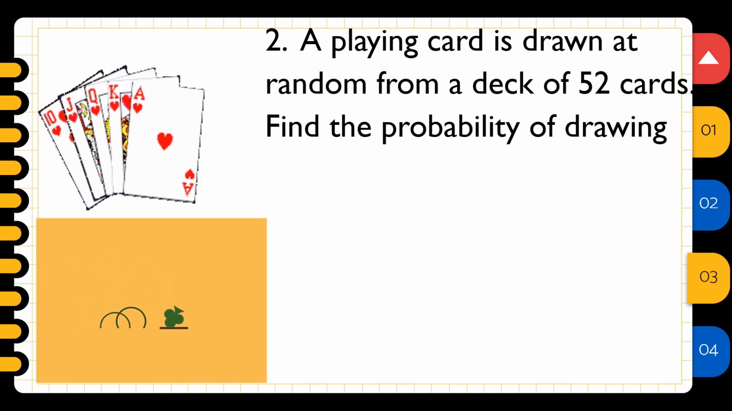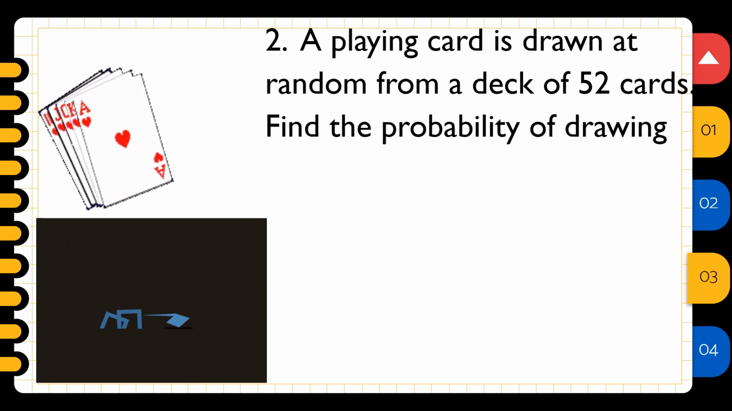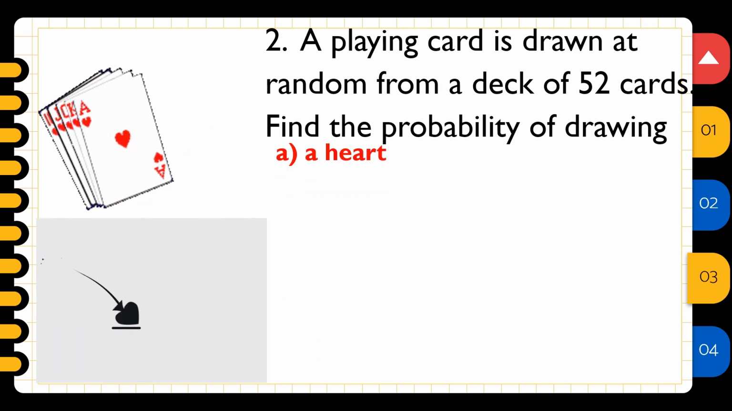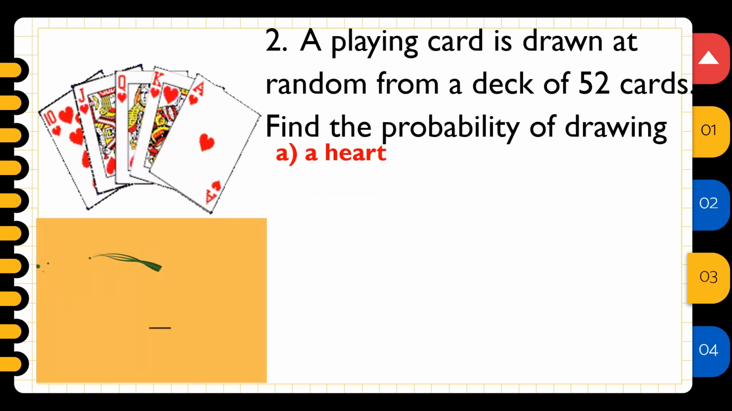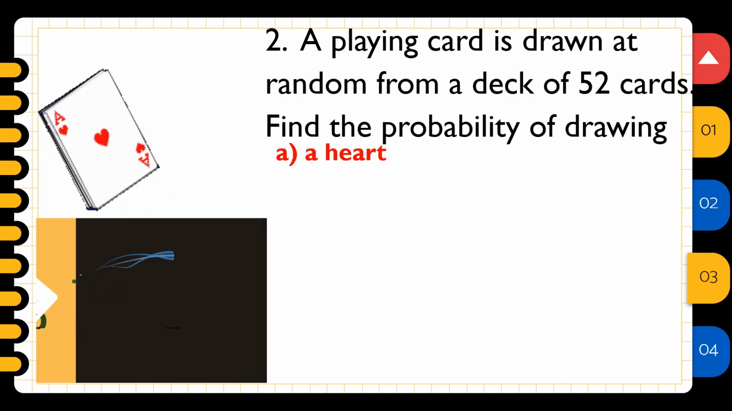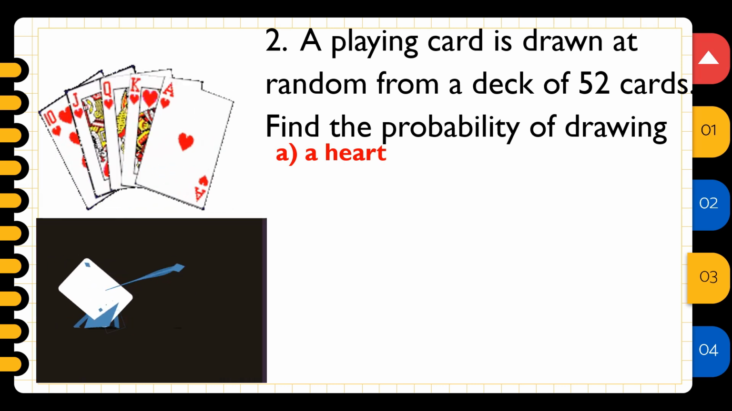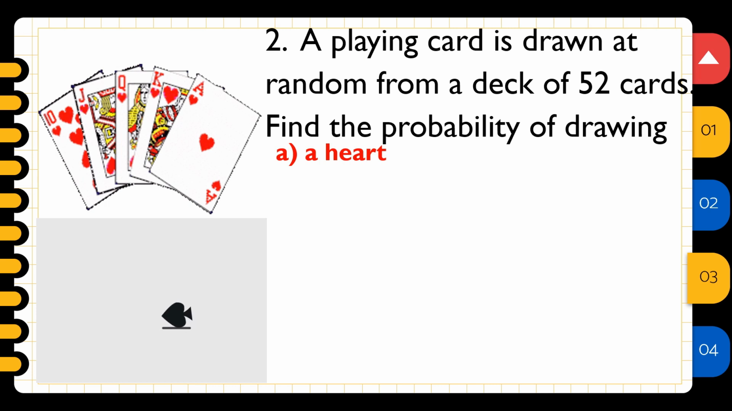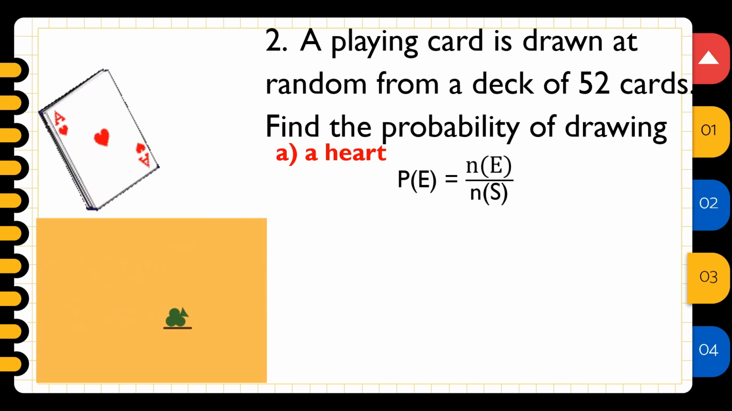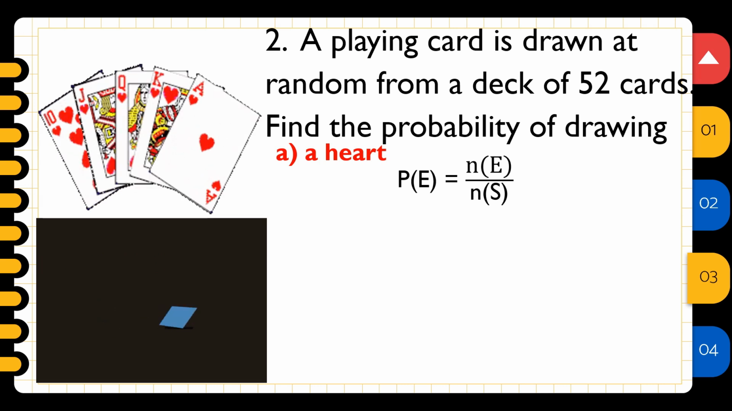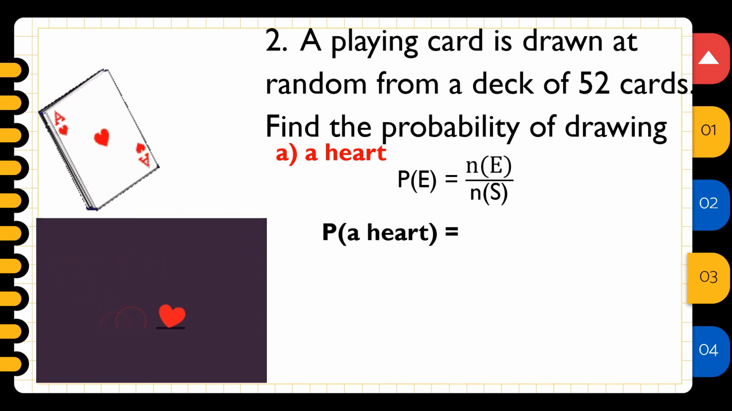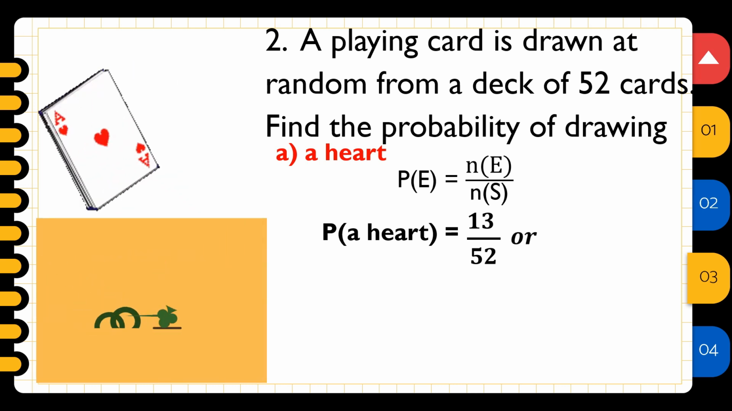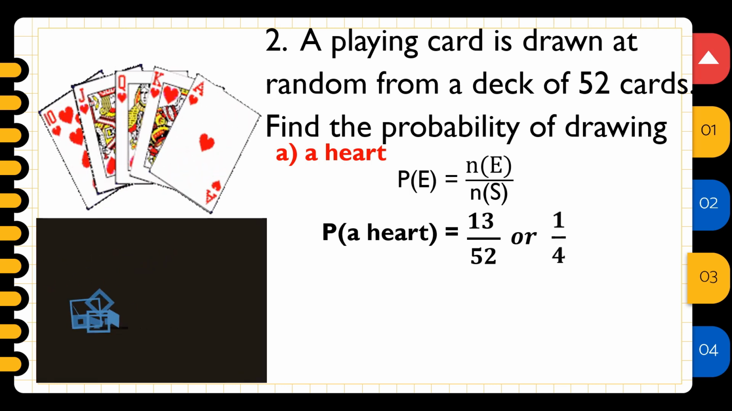A playing card is drawn at random from a deck of 52 cards. Find the probability of drawing, letter A, a heart. So in our deck of cards, there are 13 hearts from ace to king. Our favorable outcome is 13 and our sample space is 52. So using the formula, we have P of E equals N of E over N of S. P of a heart is equal to 13 over 52, or reducing to lowest terms, that will be equivalent to 1/4.